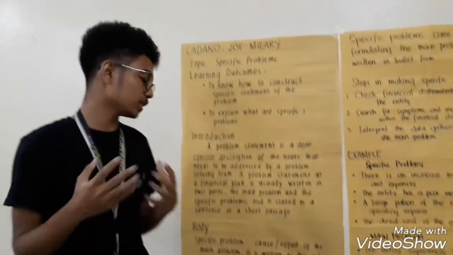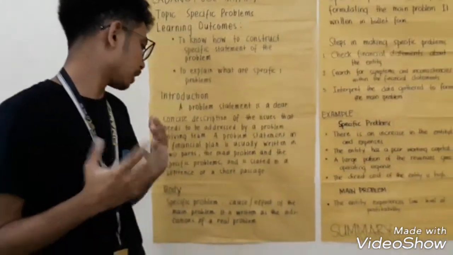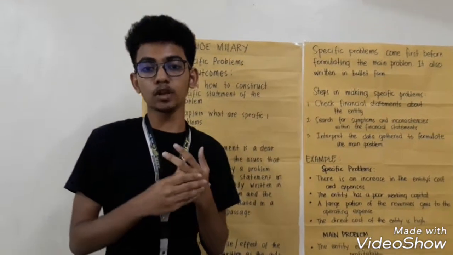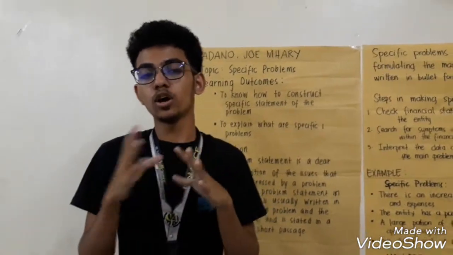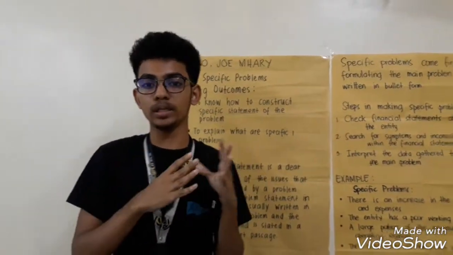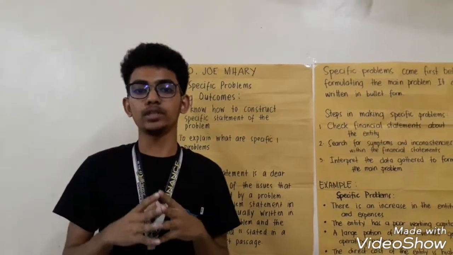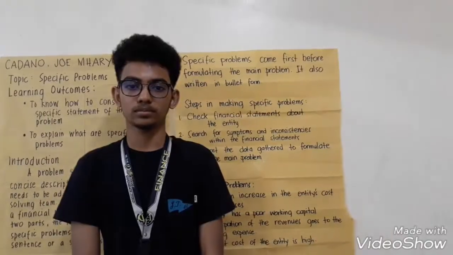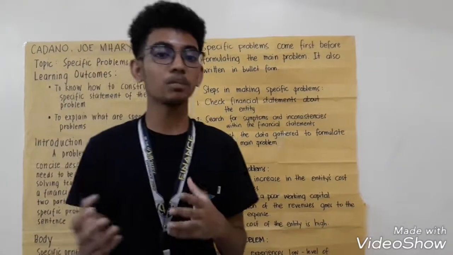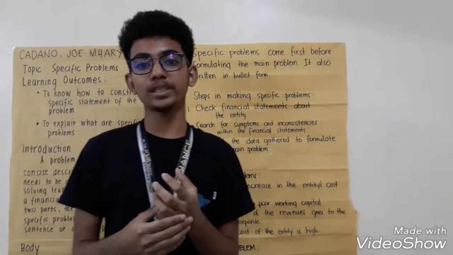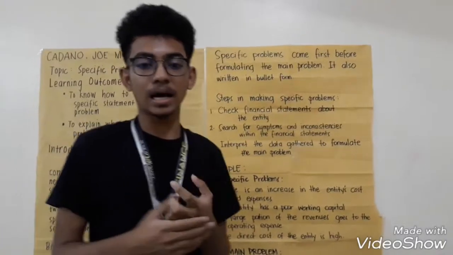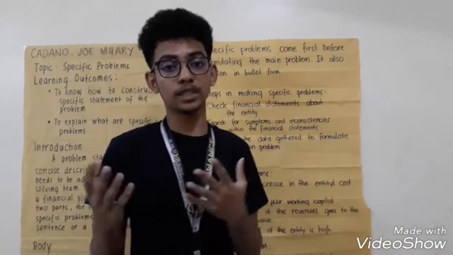Specific problems are the cause or effect of the main problem, and they are written as the indications of a real problem. It is usually a symptom that will go into the main problem, and it is usually the building blocks to get to the main point of the problem. Specific problems come first before we formulate the main problem. It is also written in bullet form since it is a list of the problems that were found in an entity.